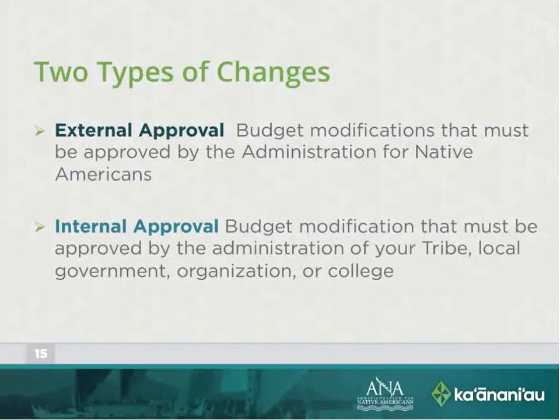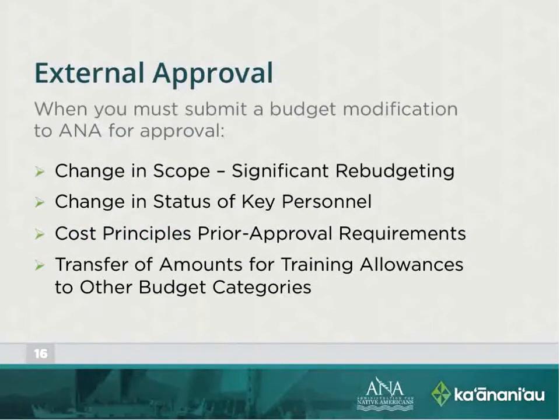Budget modifications that require external approval of the grantor agency must be submitted in writing and may not be implemented until the grantee receives written approval from the grantor agency. And that written approval is usually in the form of an amended notice of award. The budget categories will reflect the change, and the remarks of the notice of award will give the basis for making this change.